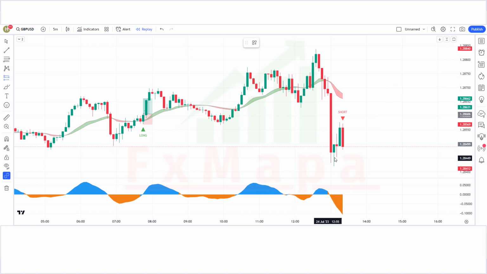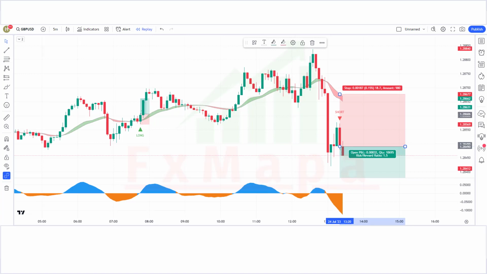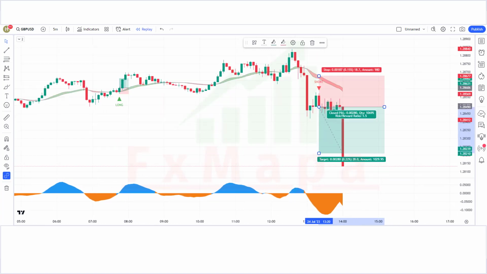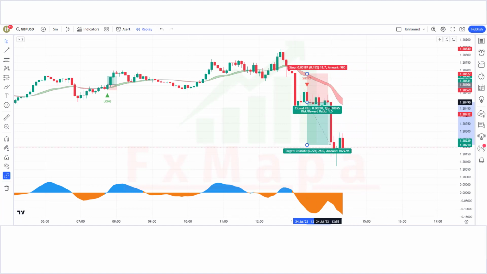Our stop loss will be placed at the alternative trend indicator's strike higher. And the risk to reward ratio will be 1:1.5. Let's see what happens to our trade. Our trade is running in profit. We have won the trade. Wait for the next signal.